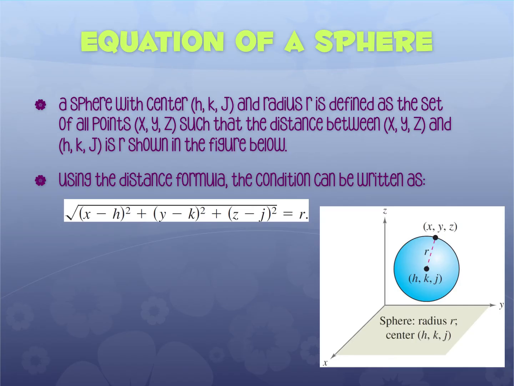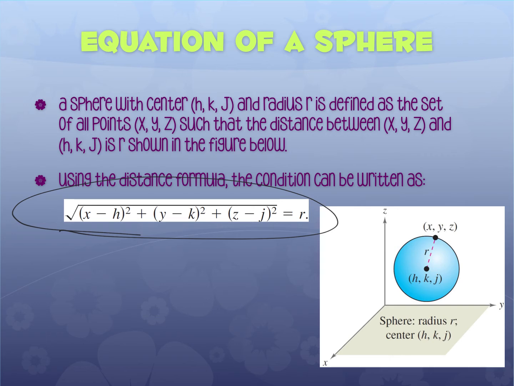Okay, then came the equation of a sphere. So a sphere is our three-dimensional circle. The equation of the circle was x minus h squared plus y minus k squared equals r squared. This now brings in the z. So to get to the standard form of the sphere, we would use the distance formula from the radius to the center, which looks like this, okay? That's not the standard form.